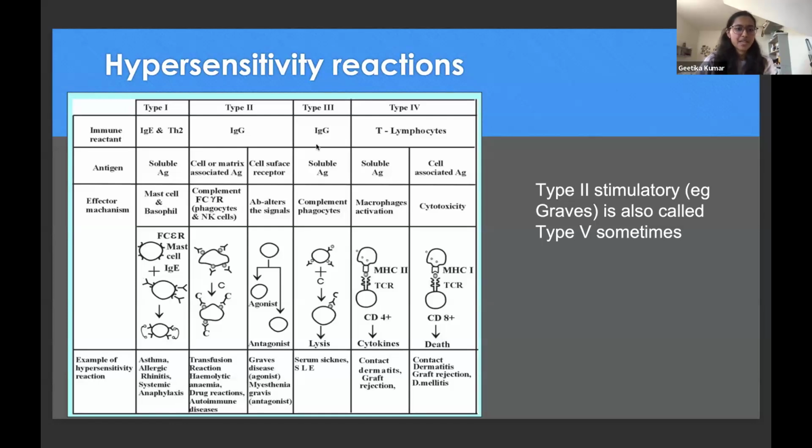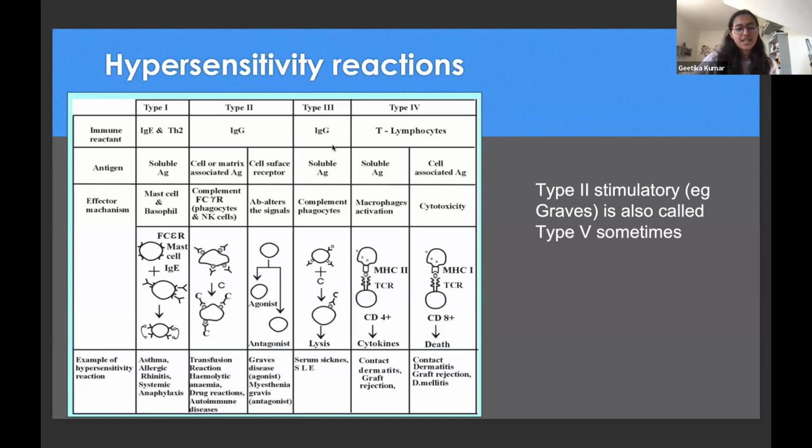And then you have type 2, which is the IgG mediated cytotoxic or stimulatory type. Cytotoxic is where the IgG will bind to cells and mark them for destruction, for example by NK cells or phagocytes. Stimulatory, which is also called type 5, is where the IgG binds to a receptor on the cell and causes some sort of intracellular signaling. For example, in Graves' disease, you get antibodies to thyroid cells that bind to the cells and stimulate them to divide and produce more T3 and T4.